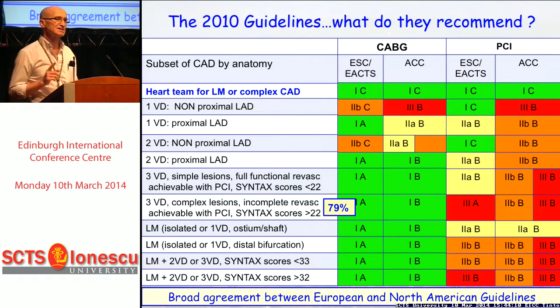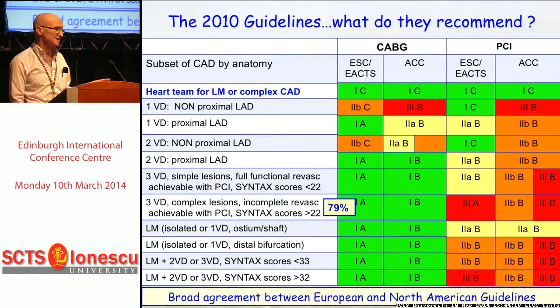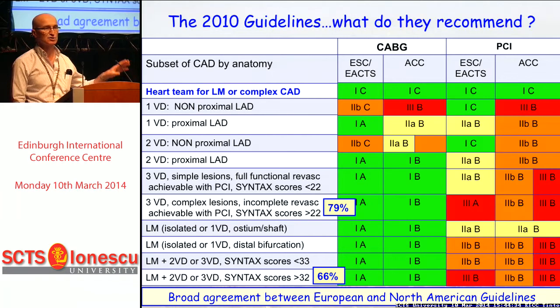One of the key messages to take away from this today is that in our practice, for most patients with 3 vessel disease, that is 80% of them, have SYNTAX scores above 22, which means they have a class 1 indication for CABG and a class 3 indication for PCI, meaning these patients should not be stented unless they are high-risk candidates for surgery. And if you look at left main, almost 66%, two-thirds of all patients with left main fit into SYNTAX scores above 32.